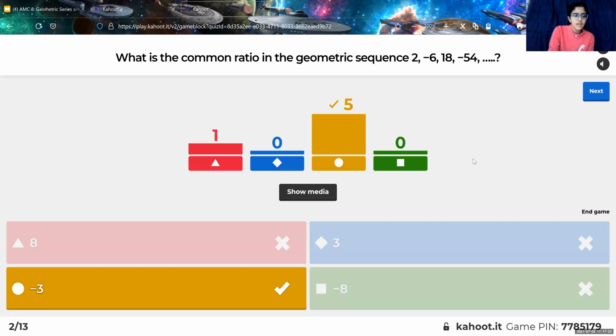Okay, so the answer is -3. So what would you multiply 2 by to get -6? You would multiply it by -3, right? So that would mean the common ratio is -3.